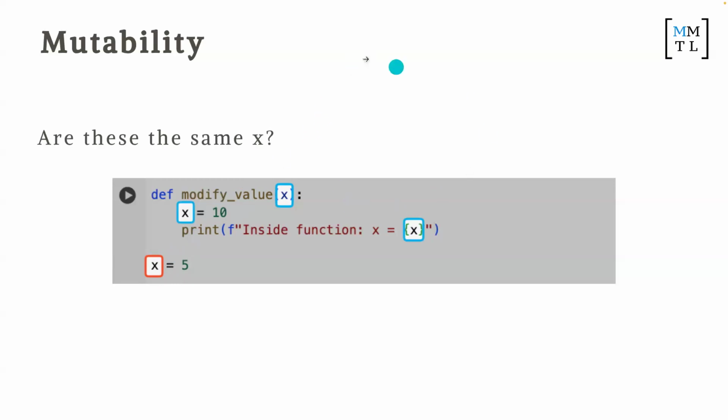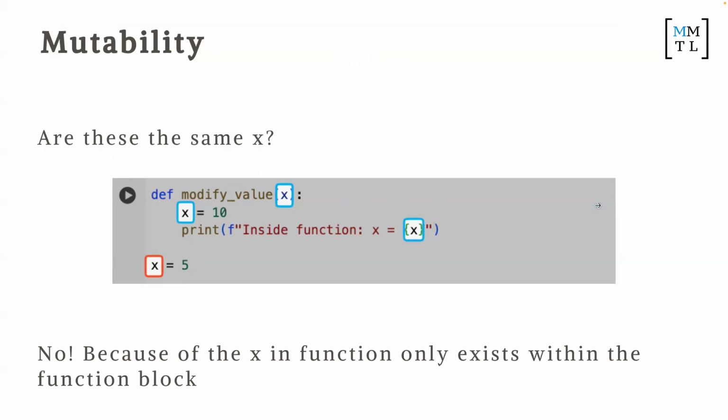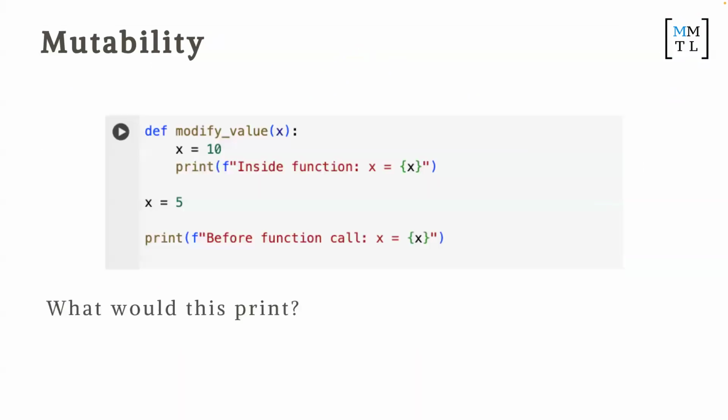So, let's say that this is your computer's memory, right? There might be one X here, one X there. They're completely independent. So, what about this? We have X equals to 5. We print before the function call. And then what would this give?